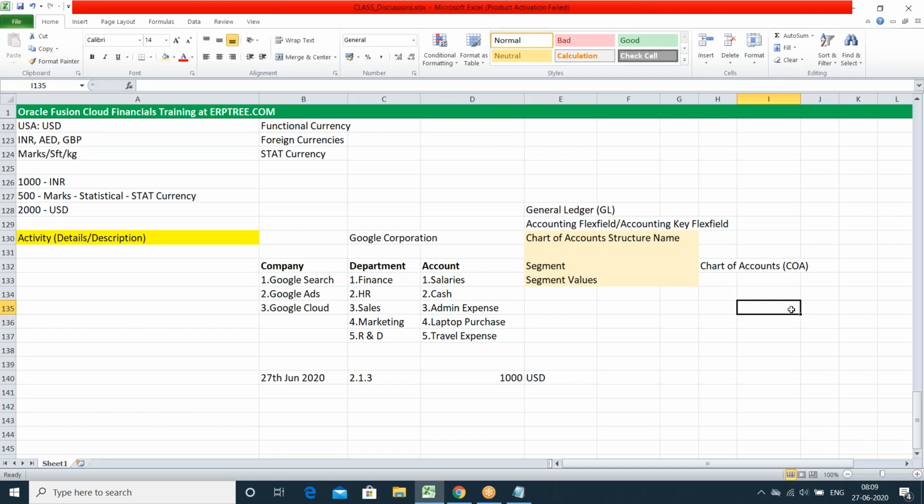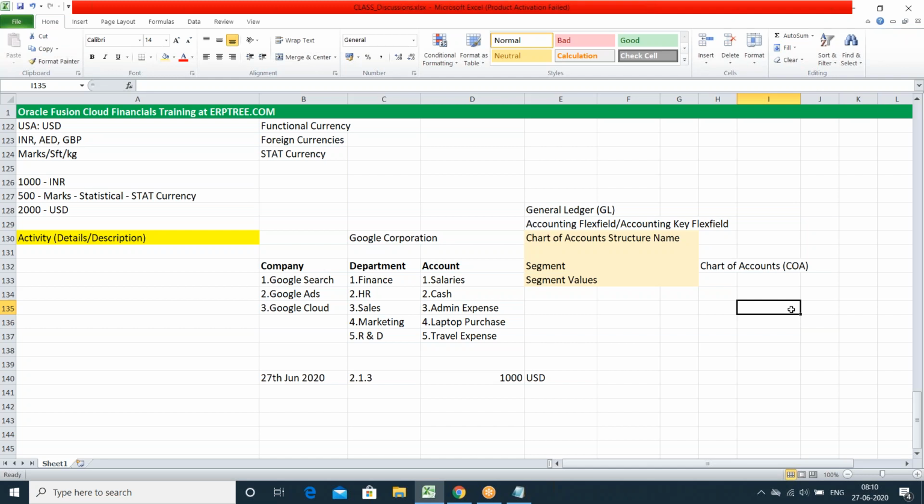By using accounting flex field, you can create the chart of accounts, and with the help of chart of accounts, you can capture the details of the transaction in the system environment. And in which application can you create the accounting flex field? By using the general ledger application. Within the general ledger application, we have one feature called accounting flex field. By using accounting flex field, you can create the chart of accounts.